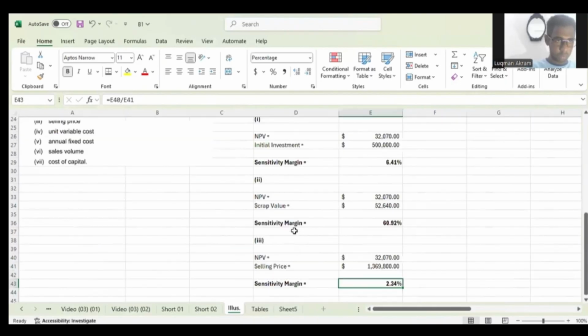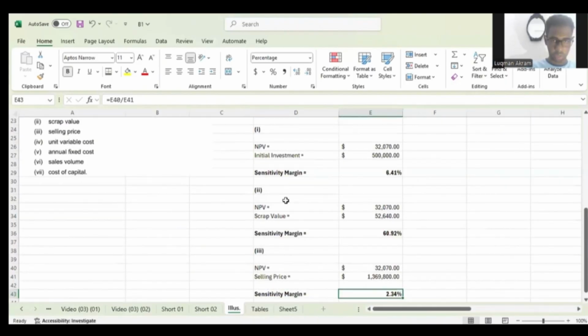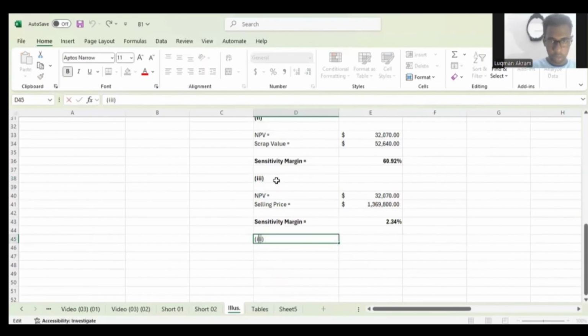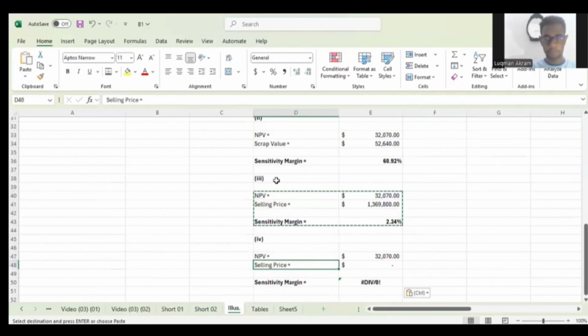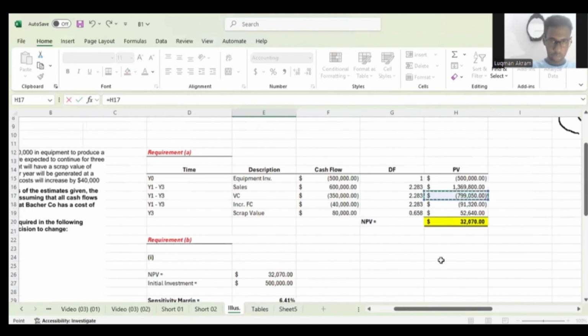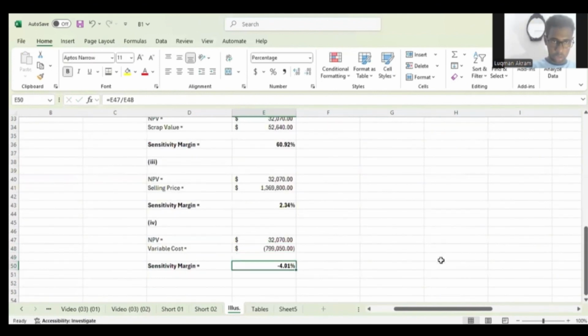Now, the fourth would be the unit variable cost. So we can make use of the variable cost here. Variable cost present value is 799,050. And we'll make the elements positive when doing the calculation, or you get a funny looking percentage. So the sensitivity margin here would be 4.01%, NPV over variable cost.